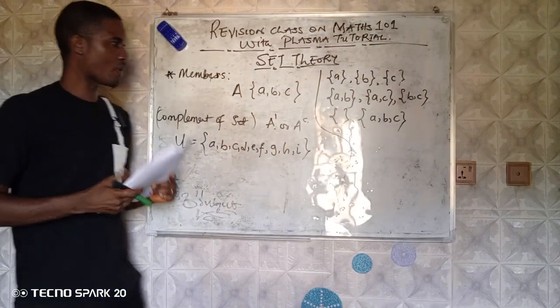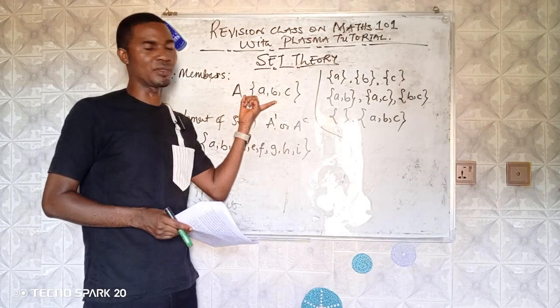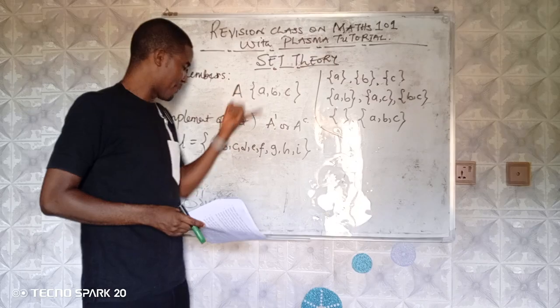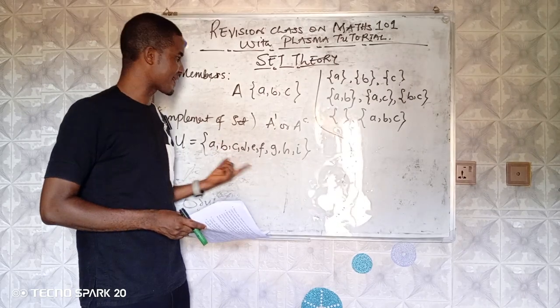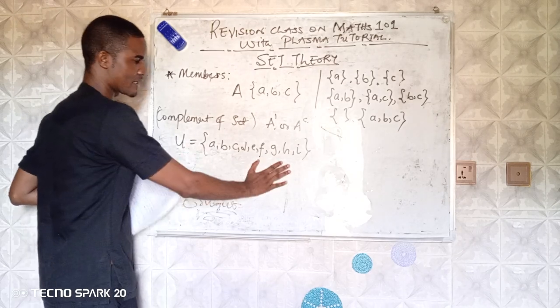This is a universal set. Why is it a universal set? Because it is a set that contains other sets, more than this one. So that means this one can be found inside this. So this is a universal set to this. Now, if I now want to find, I have a universal set here.